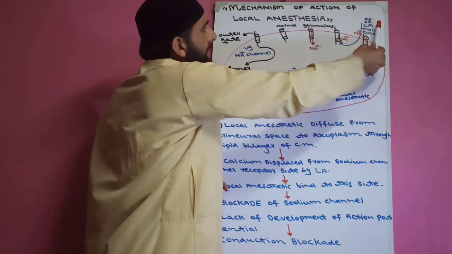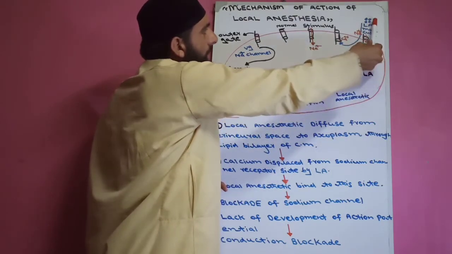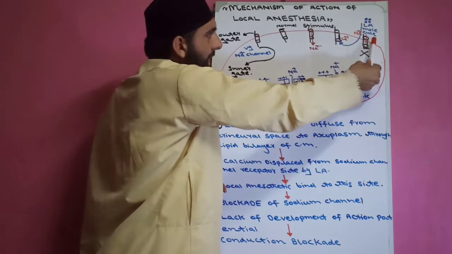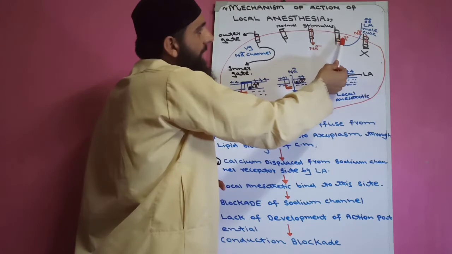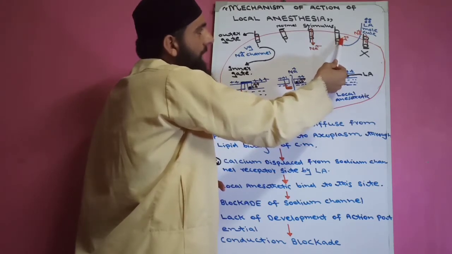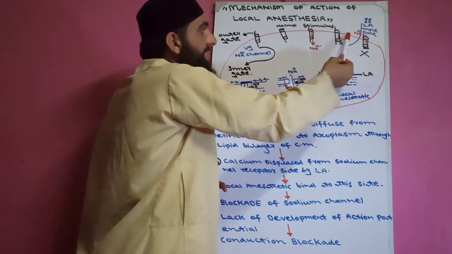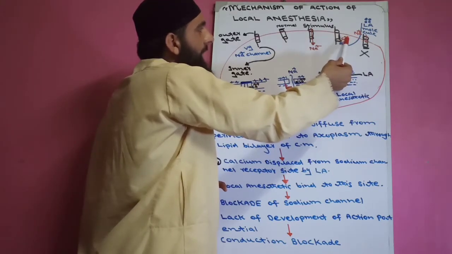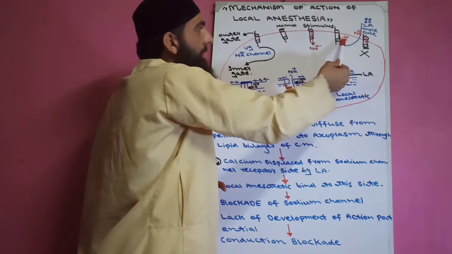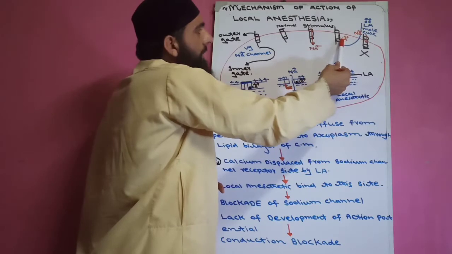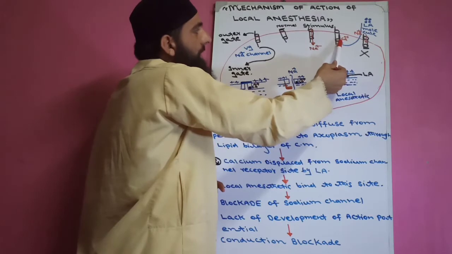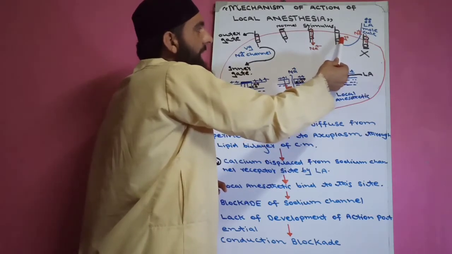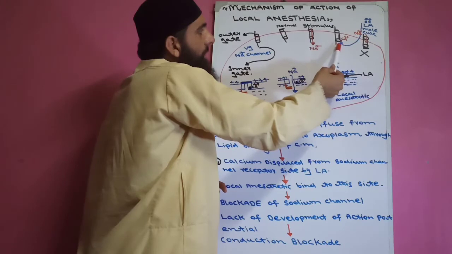But when we inject the local anesthetic, the molecule diffuses through the lipid bilayer of the cell membrane and comes to the inner side of the sodium ion channel. On the inner side of the sodium ion channel, there is a receptor on which calcium ion is present, which regulates the permeability of sodium ion through the sodium ion channel. Now, the local anesthetic molecule displaces the calcium ion, and on that receptor site the local anesthetic attaches, and as a result, there will be closing of the inner gate.